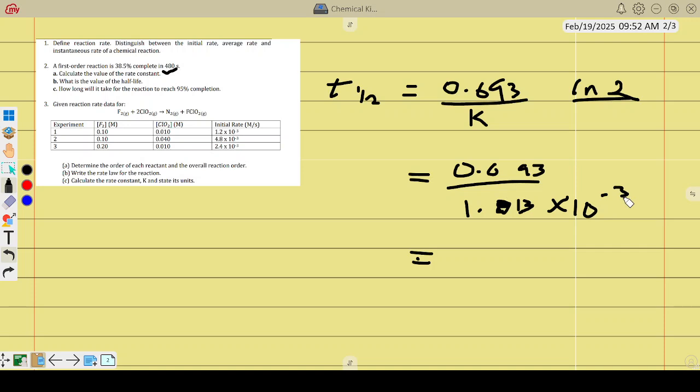So 0. That divided by that would get around 684 seconds. So yeah. Oh, we're now on B. That's the half-life. Wow. All this.